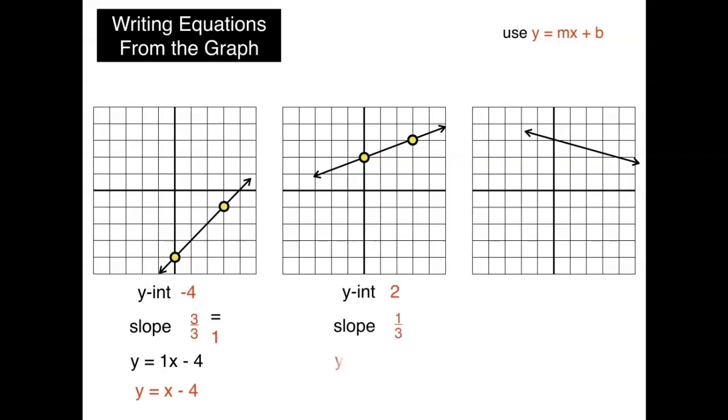You should have gotten a y-intercept of 2, slope is 1/3, so your equation is y equals 1/3 x plus 2. The next one should have resulted in y equals negative 1/4 x plus 3.